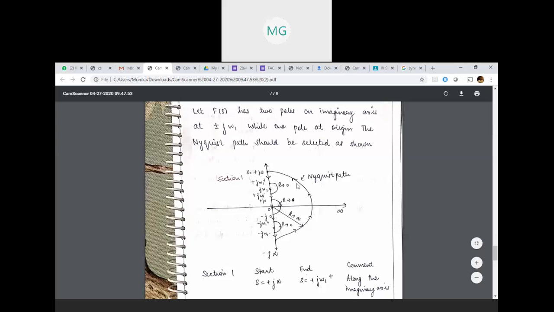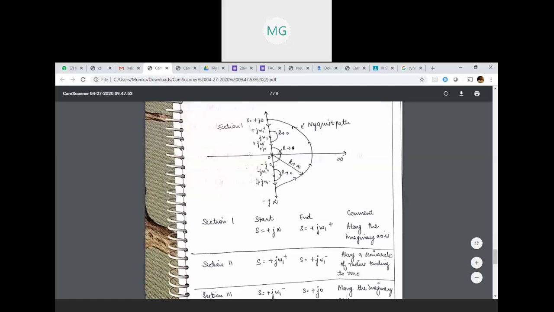Also, we have taken the Nyquist path, which covers the entire right half of the S plane with radius tending to infinity. We have divided the entire path into two sections. Section one: starting point is plus j infinity, ending point is plus j omega 1 plus, as you can see here. The comment is, it is along the imaginary axis. Section two starts from plus j omega 1 plus and ends at plus j omega 1 minus.